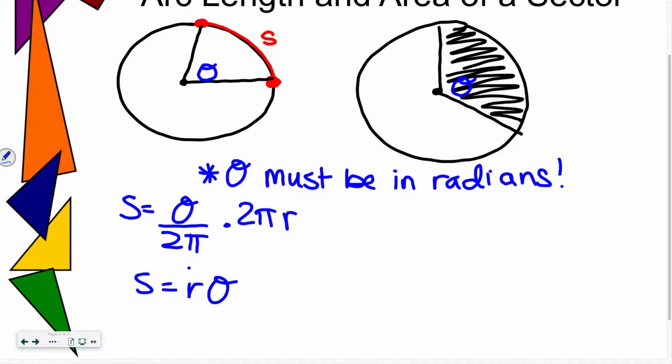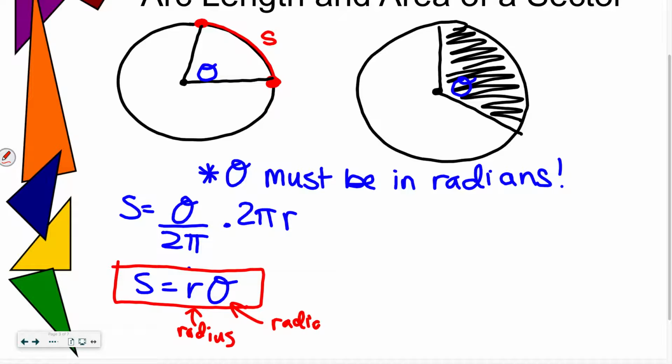Easy. What does r represent? Radius. Theta must be in radians. And then S is your arc length. So if you need to label those things, you can go ahead and do that. So very simple formula. Just take your radius times your angle in radians and you have arc length. You're done.